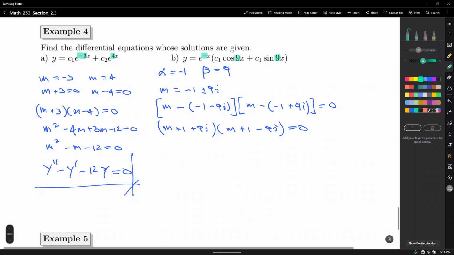So do you guys agree that's the factor form of a difference of squares somehow? You have m plus 1 and m plus 1, and you have plus or minus 9i. All right? So this is the same as saying, using a difference of squares, m plus 1 quantity squared minus 9i quantity squared equals 0. Okay?